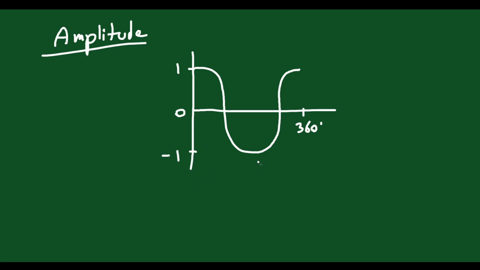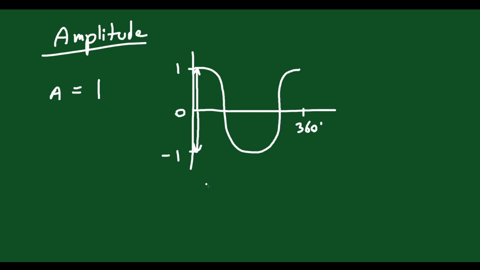What would the amplitude of this be? Well, the amplitude, like I said, is the distance from the middle to the top, or the middle to the bottom. So whether you look at this graph and say, this is a distance of 1, that's a distance of 1, therefore the amplitude is equal to 1, that's perfectly acceptable.